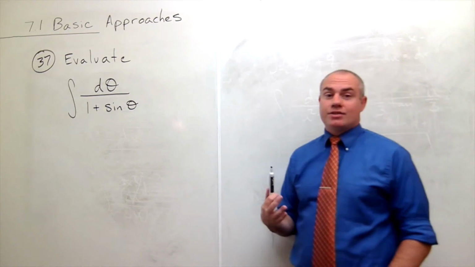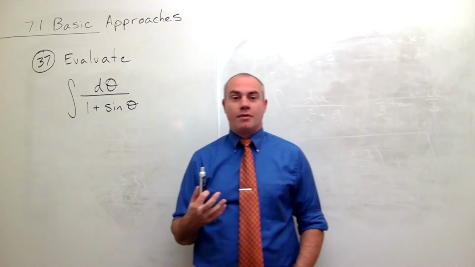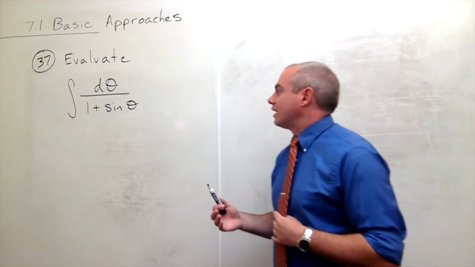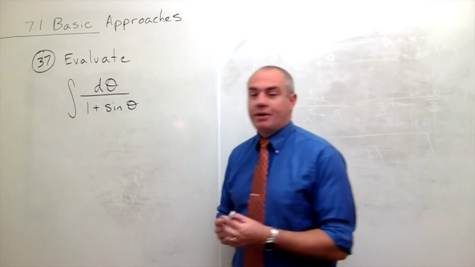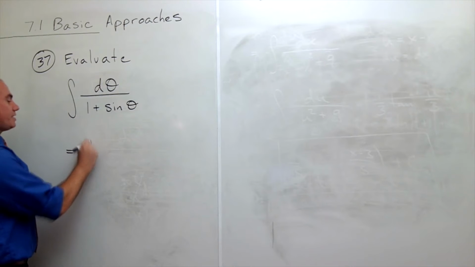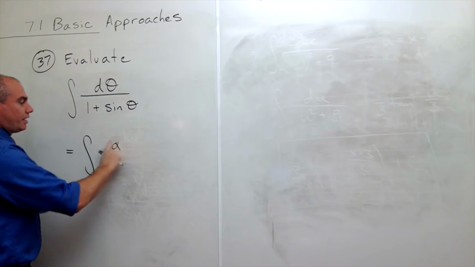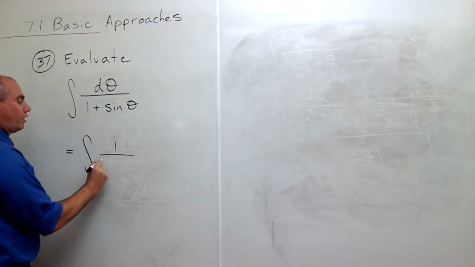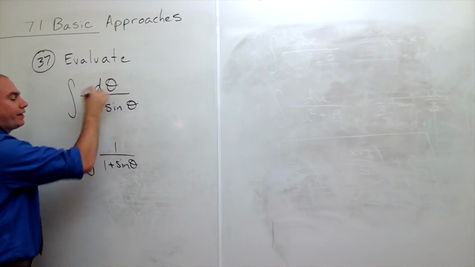But what I can do is I can try to simplify this thing by multiplying it by some form of 1. And the form of 1 that I'd like to use is the conjugate of the bottom. So let me rewrite this thing and show you what I mean. So I will rewrite this as the integral of, well, let's not write the d theta on yet. So I'll just write this as 1 over 1 plus sine of theta.